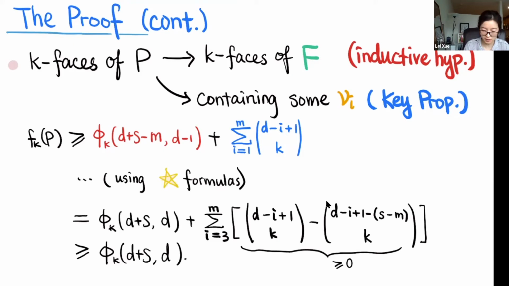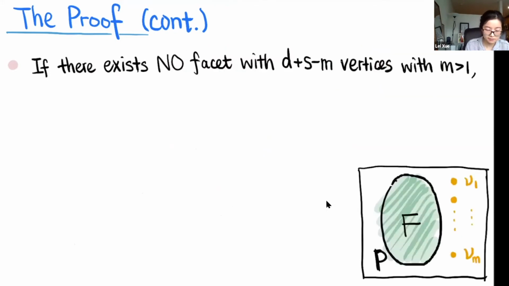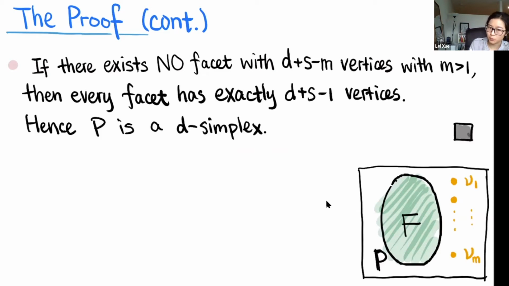And we are almost done. There's only one small case that's left that we need to deal with. So what if we're unable to pick such a facet F from the beginning? Well, that means that every facet F is a base, right? Where P is a pyramid over it. In other words, every facet F has a unique vertex outside of it. In other words, every vertex is an apex. And that will force P to be a d-simplex. And now we're really done.